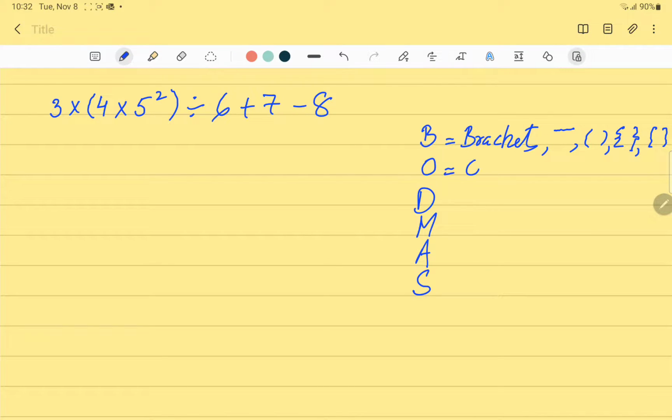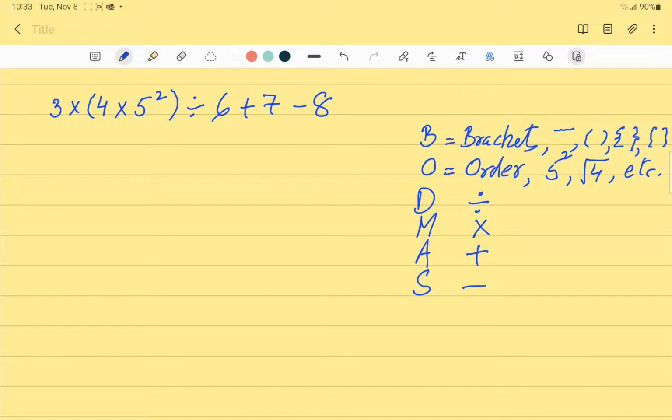Then O stands for order. Order means some power of any number, square root of any number, etc. D stands for division, M for multiplication, A for addition, and S for subtraction. So any expression that we need to solve, we have to follow the same sequence. We will apply the same sequence in the expression to solve it.